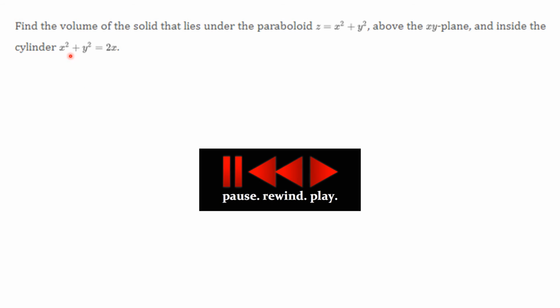Here's another problem for you, a little bit more involved. Find the volume of the solid that lies under the paraboloid z equals x squared plus y squared, above the xy plane, and inside the cylinder x squared plus y squared equals 2x. Quite a bit of things to think about here. You know what to do. Let's see how you did.